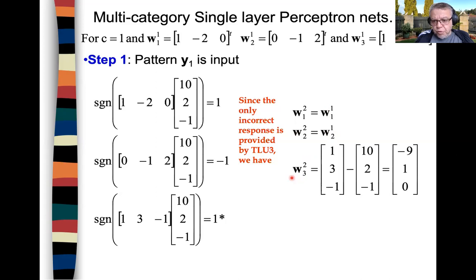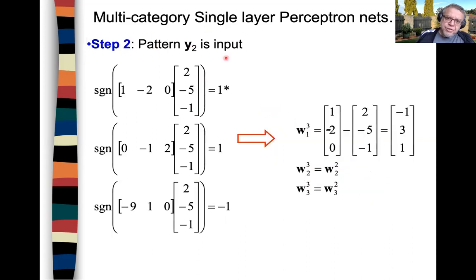But for the third one, we have to apply our learning rule, which says that it is the old weight, so 1, 3, -1, which is the initial weight, minus the input, okay? Because we assume that C is equal to 1. So minus the input pattern, which is 10, 2, -1. Okay. So we get this new weight for threshold logic unit 3.